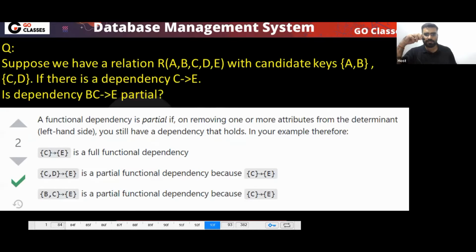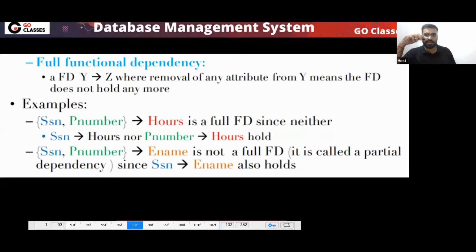Now, what about this one? If there is a dependency C determines E, then what can you say about BC determining E? This is partial, right? If C can determine E, then BC determining E is partial. So this is the definition anyway.